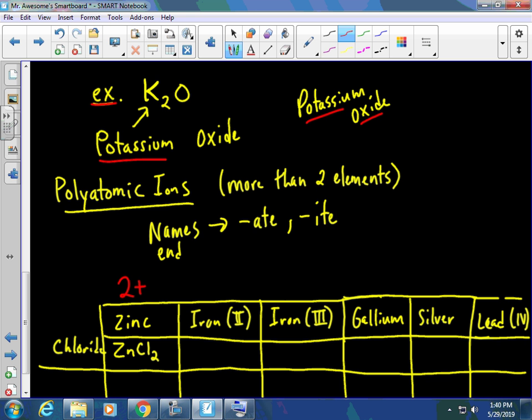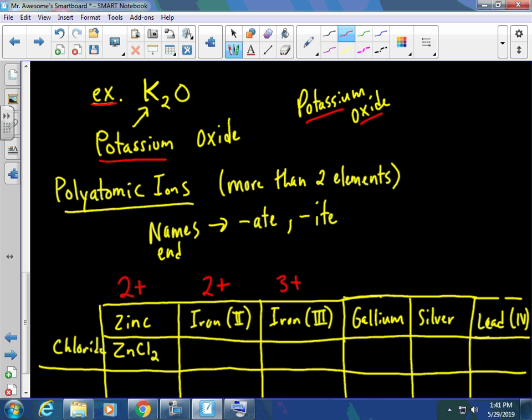The next one is iron, Roman numeral 2. So what kind of charge do you think it has? 2. And it's a +2. Like I said, the Roman numerals are always positive charges. What if it's iron, Roman numeral 3? +3.